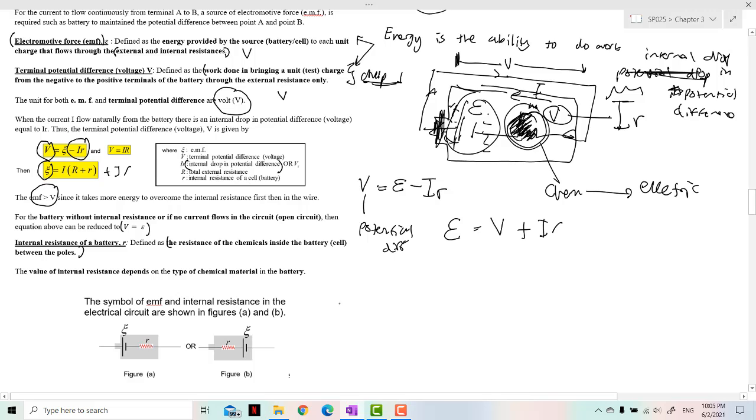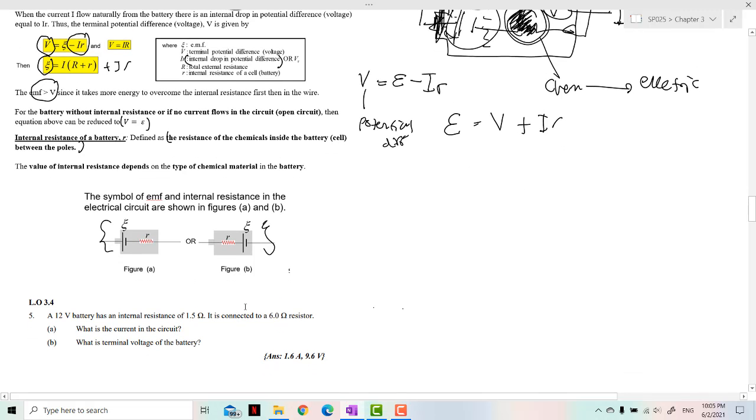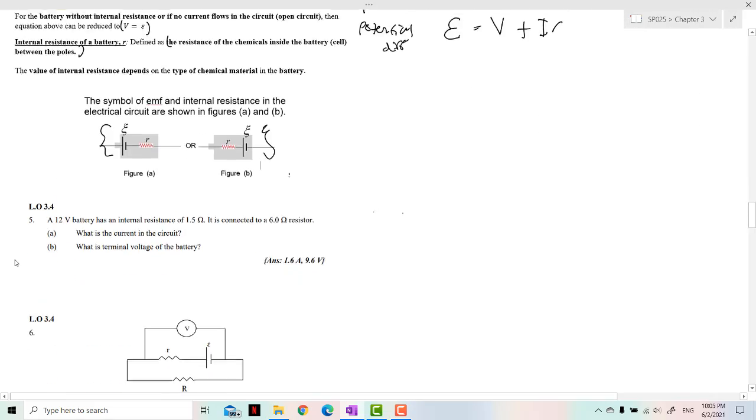Okay, so here's the symbol. It can be here like our example above, or it can be here. It's the same. What I want you to know about the battery is that there's an internal resistance, which we define so that when current flows there is an internal drop, and only then do we get our V. Alright, let's try a few questions here.